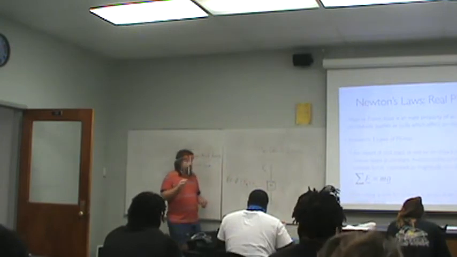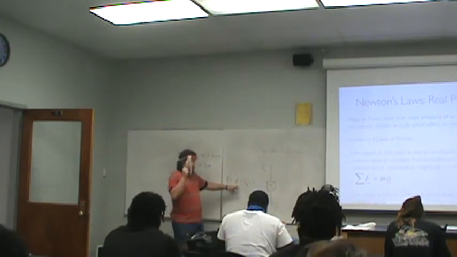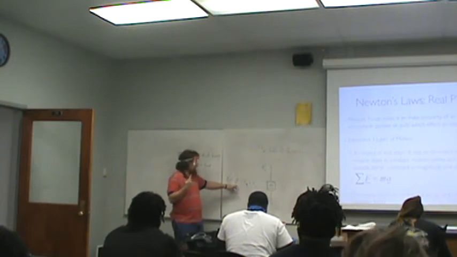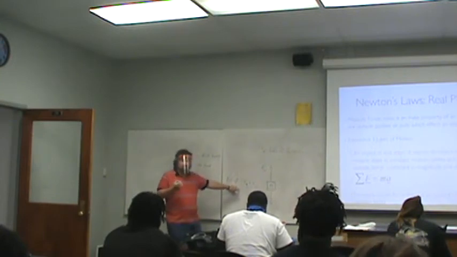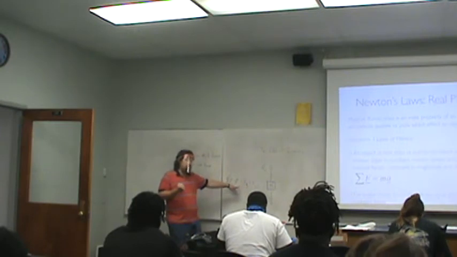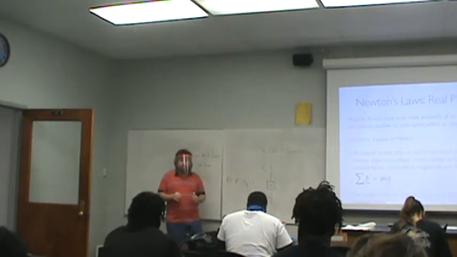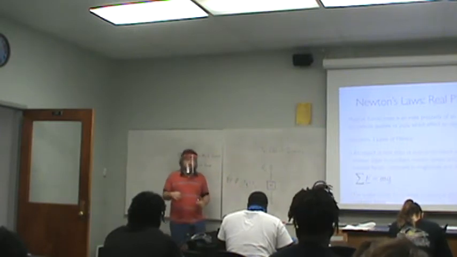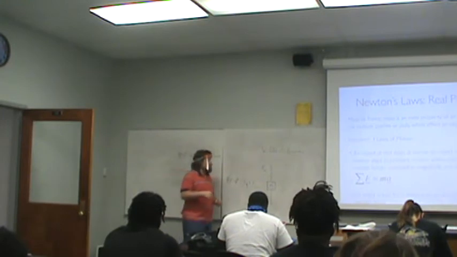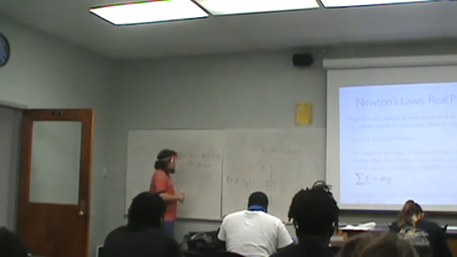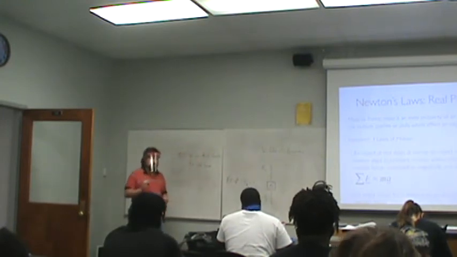So either staying still or constant velocity has to come from the forces adding up to 0. If the forces don't add up to 0, you get an acceleration. That's when you start speeding up, slowing down, changing direction. That's all the ins and outs of this formula, which we will start using in a moment.